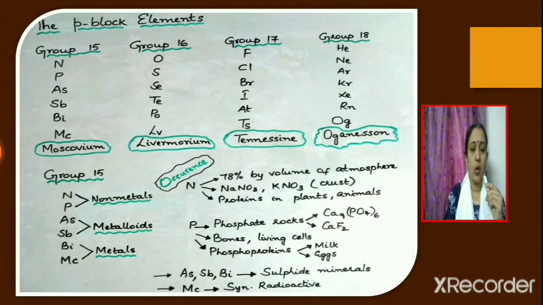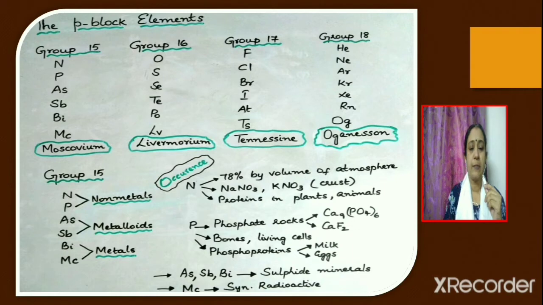We shall now move on to the next chapter, the p block elements. In this chapter, you will study about group 15, 16, 17 and 18 elements. Group 15 elements are nitrogen, phosphorus, arsenic, antimony, bismuth and moscovium.